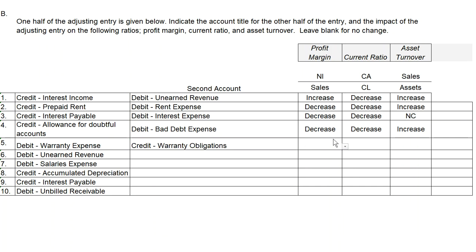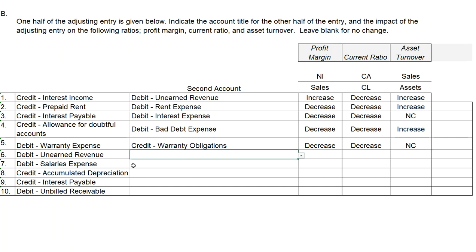Of course, the increase in expense decreases our net income or our overall profit margin. The warranty obligation is going to be a current liability. We've had no change in current assets. So as our denominator gets bigger, overall our current ratio will decrease. We had no change in sales, and we had no change in assets. So no change in our asset turnover.